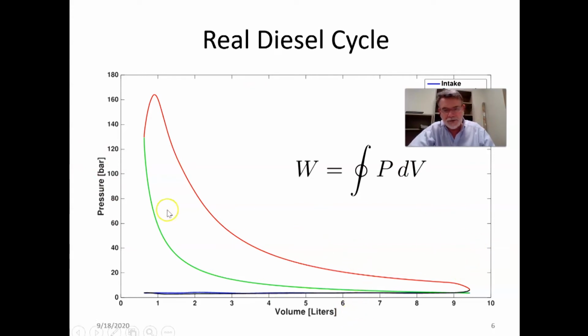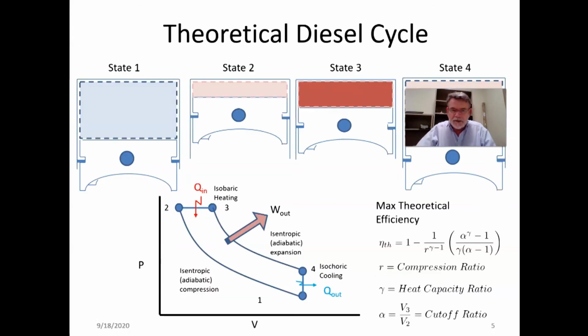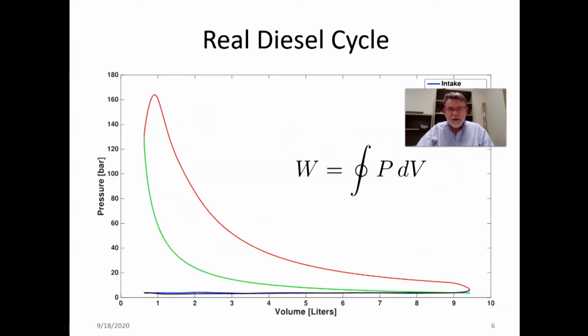And why is there a difference between the theoretical and the real? It is because in reality the combustion is not at constant pressure as we said it was. You see, constant pressure here, but it's not really like that. And there are other factors like incomplete combustion, losses, etc. that make this cycle finally look like that.